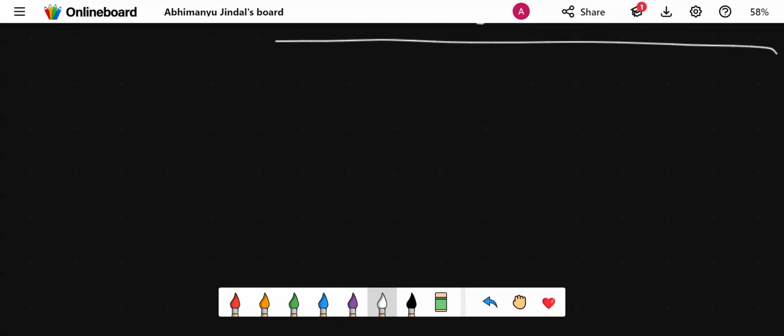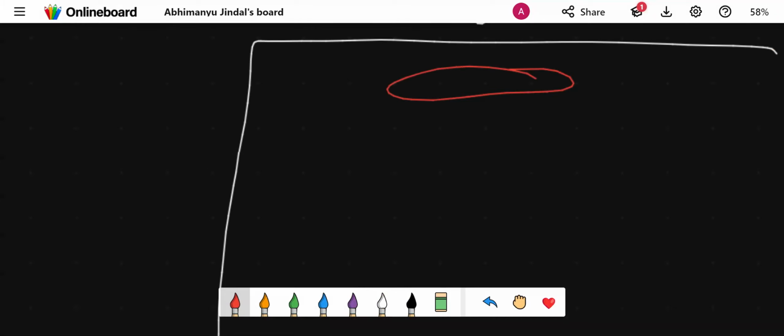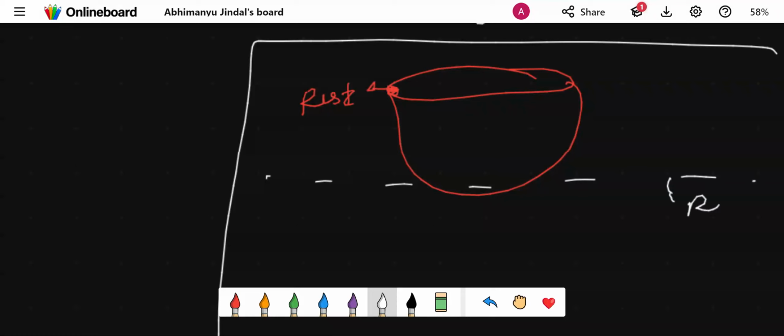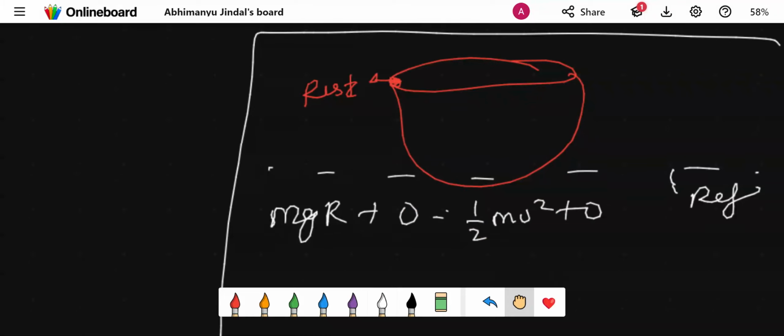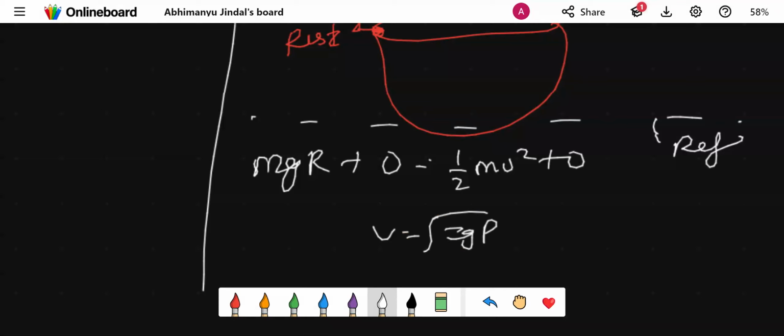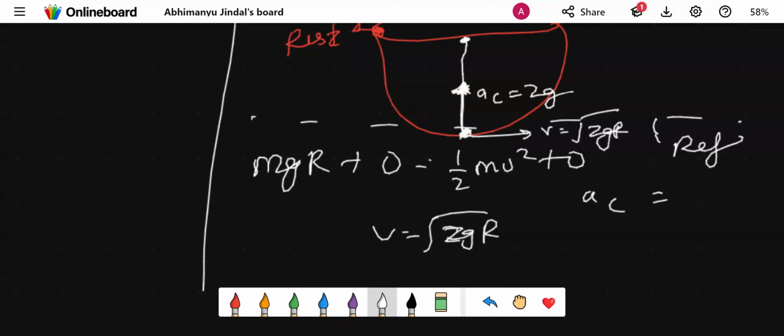There's nothing I'm going to lose going deep. So this thing here was at rest. This is the reference. Here it was mgR, U_i, V_i was 0, half mv square, 0. So v was root 2gR. At the bottom, the velocity is root 2gR. Towards the center, let's say this is the center, my centripetal acceleration a_c was 2g, because a_c is v square by r, and 2gR by R, which is 2g.